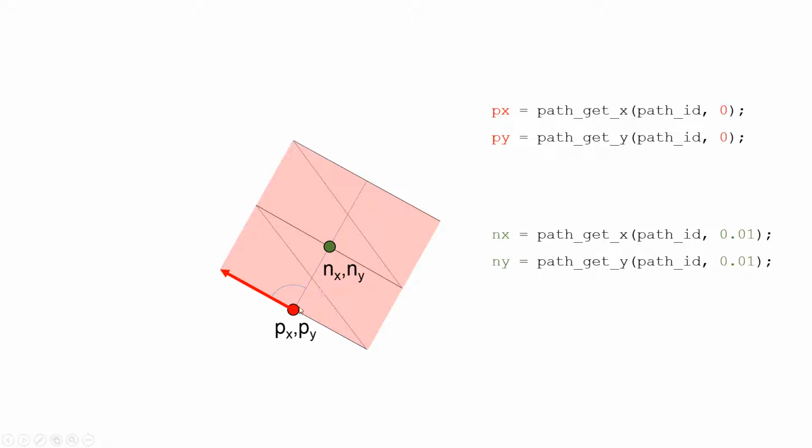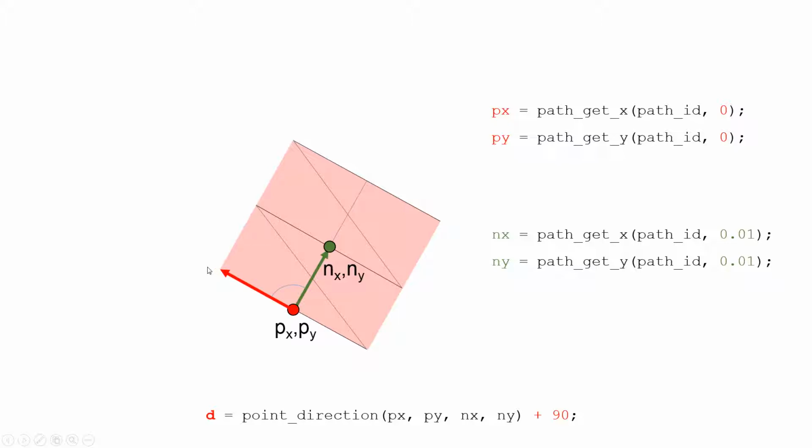And now that I have these 2 points, I can use GameMaker's method pointDirection, feed the 2 points in, and I will get the direction from point P to point N. If I add 90 degrees to that, remember in GameMaker the angle increases counterclockwise, so if I add 90 degrees to this direction, I will actually get the direction of the vector that's pointing in this direction.